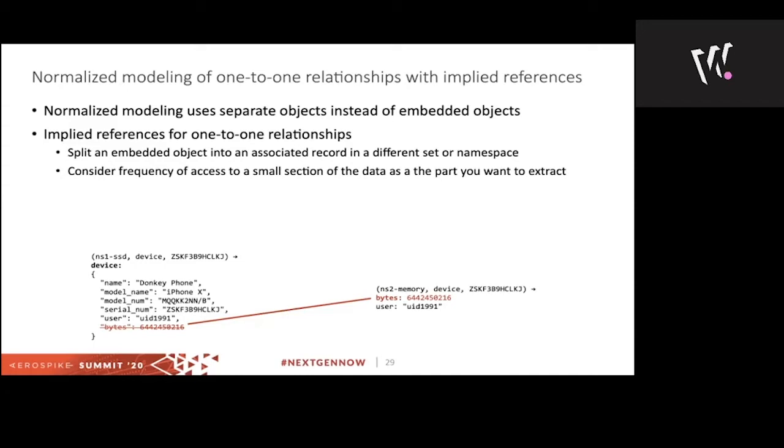We're going to split the objects into an associated record that is going to live in a different set or even a different namespace. The decision behind this a lot of times has to do with the access pattern. If we are very frequently accessing a small portion of the object and most of the object, which is larger, stays put, maybe you want to split them and have that field become a separate object in an in-memory namespace. And the large object just stays on SSD, and it's very slow moving relative to that.